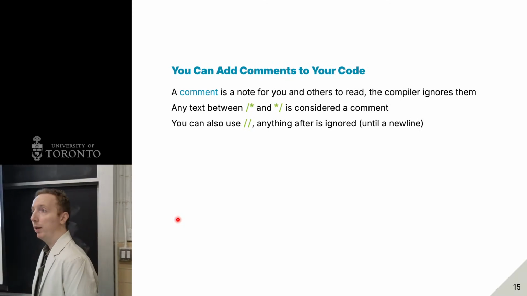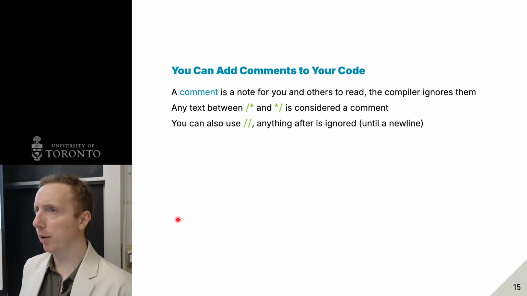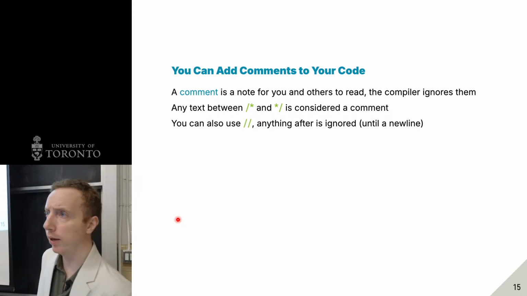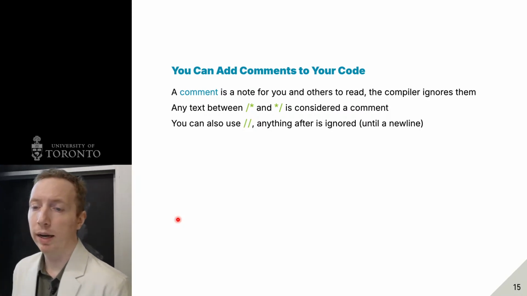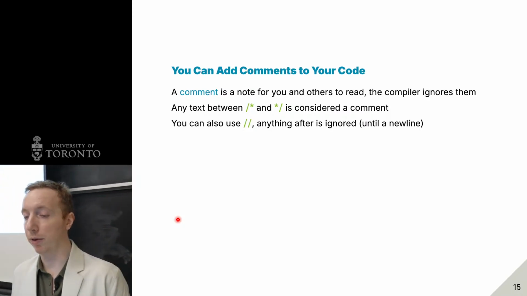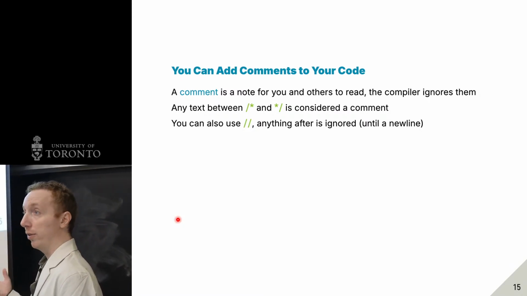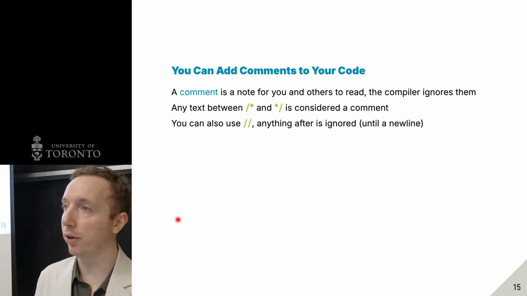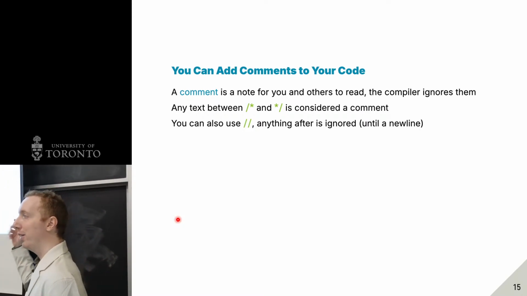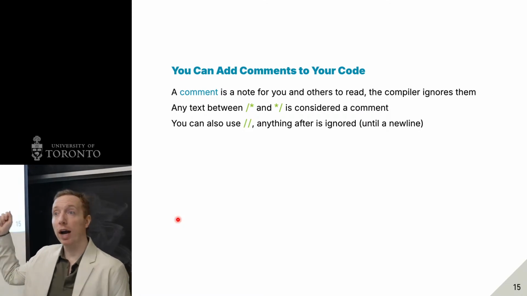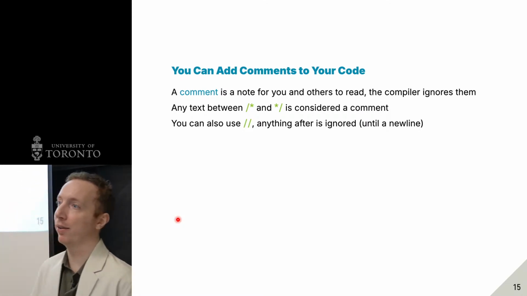So other things we can do to our code to make it a bit more readable, which I guess is one of the things they're looking for in Lab 1 as well, is you can add comments to your code. So a comment is a note for you and others like the TAs to read. The compiler ignores them.